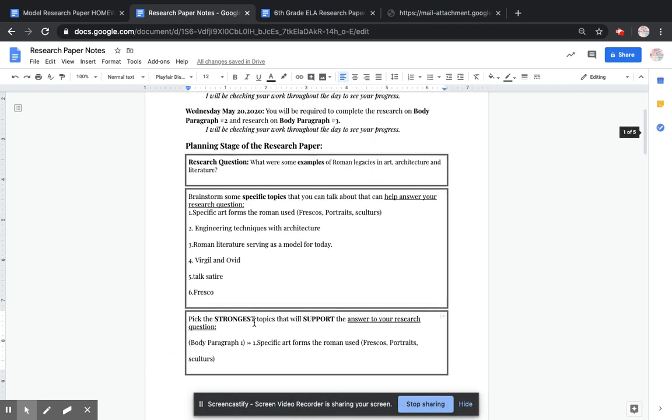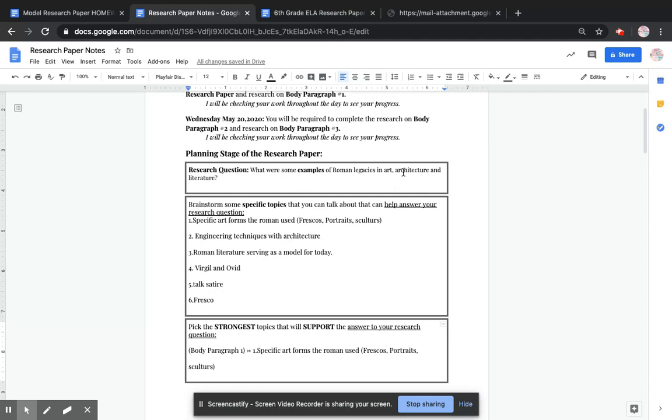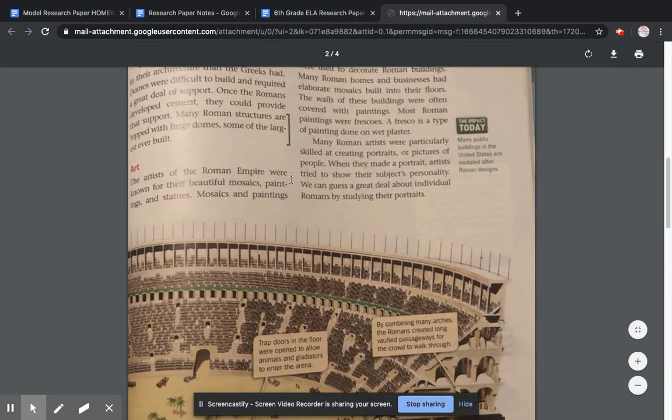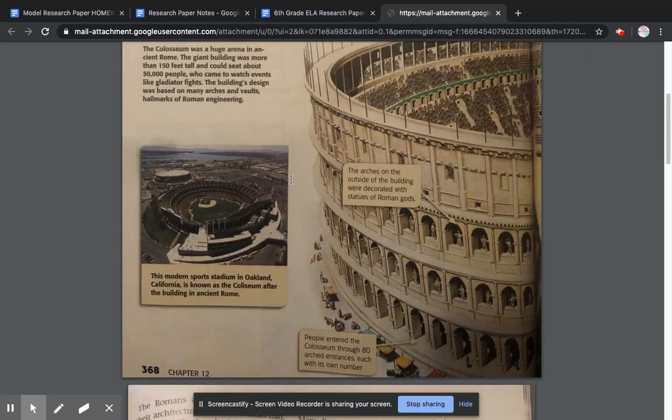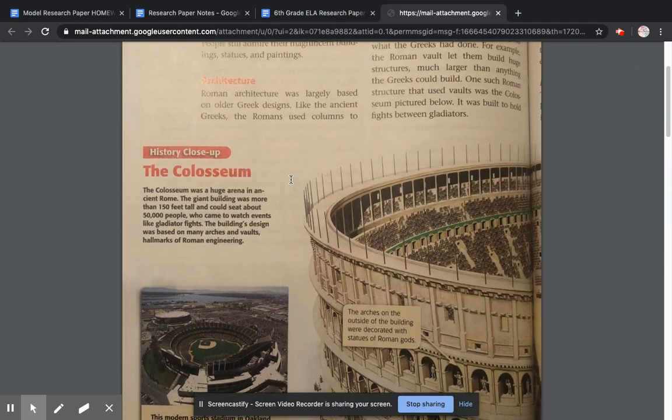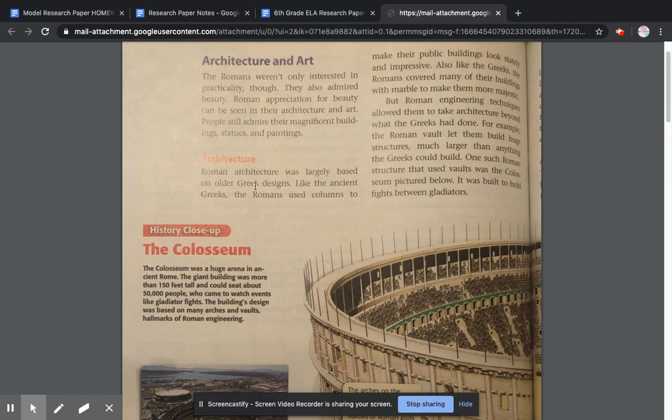My second body paragraph, I want it to be about architecture, but I don't have anything here that talks about examples of architecture. So what were some examples? So let's go back to my book and let's see if we can actually find some examples. It talks about architecture was largely based on older Greek designs. All right. Some examples.